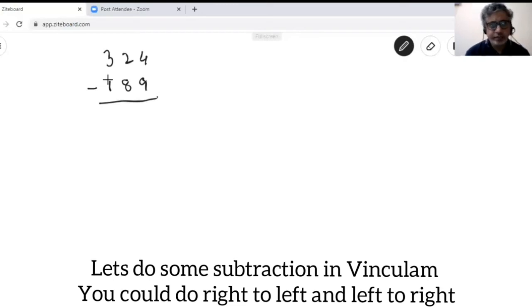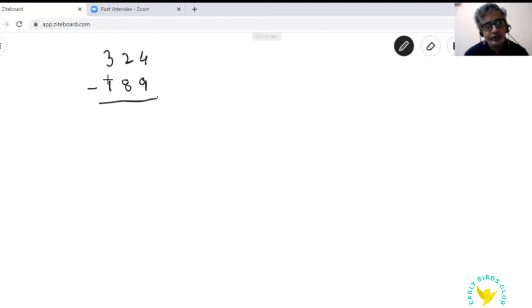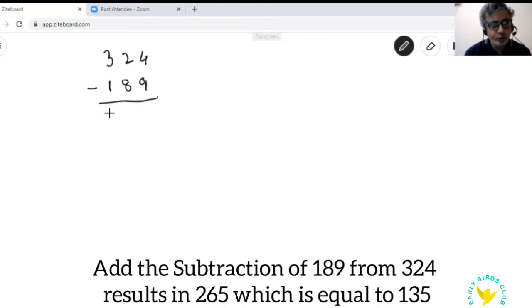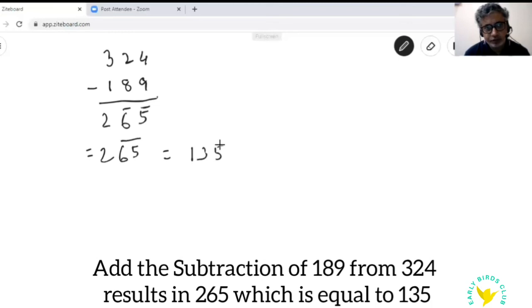The way it works is you can do it from the left side or from the right side. Let's do it from the left side. 3 minus 1 is 2. 2 minus 8 is 6 bar. 4 minus 9 is 5 bar, which is equal to 2, 65 bar. Now this is a Vinculum number, so we have to convert this to a normal number. We reduce the number on the left side by 1, so 2 becomes 1, and we take the hundreds complement of 65 because this is a two digit number. The hundreds complement of 65 is 35, so we get 135. This seems to be pretty fast compared to the normal way of subtraction.